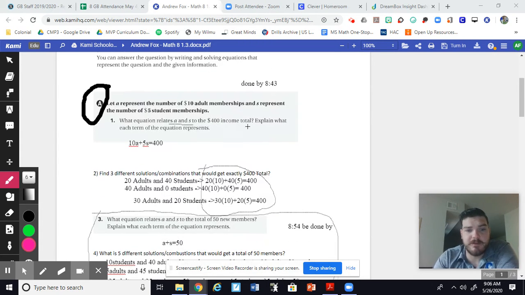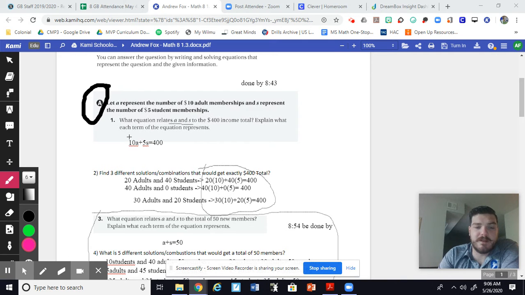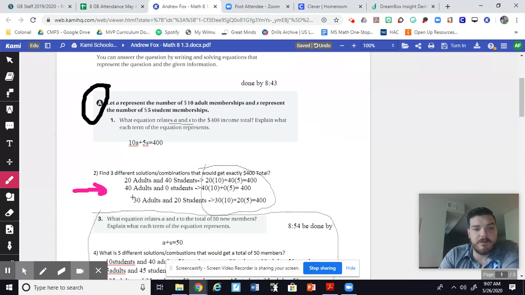So in class, what we talked about was we created our equation. We said that 10A, because $10 per adult, and $5 per student equals $400. So our combinations that worked were found right here. So we see that a possible 20 adults and 40 students, because 20 times 10 gets us 200. 40 times 5 equals 400. 40 adults, 40 times 10 equals 400. And then 30 adults and 20 students, because 30 times 10 is 300. 20 times 5 is going to get us that 100, equaling to 400.